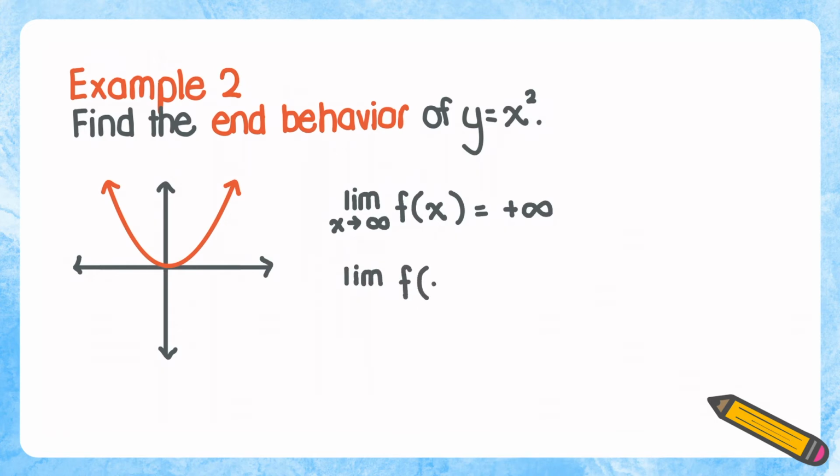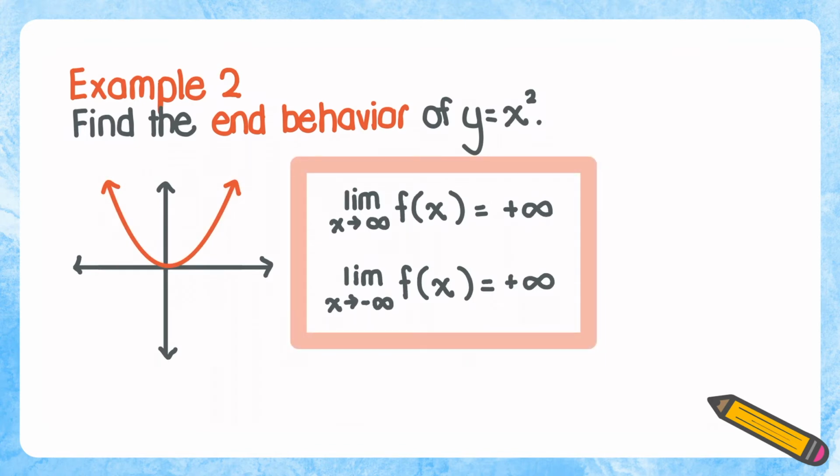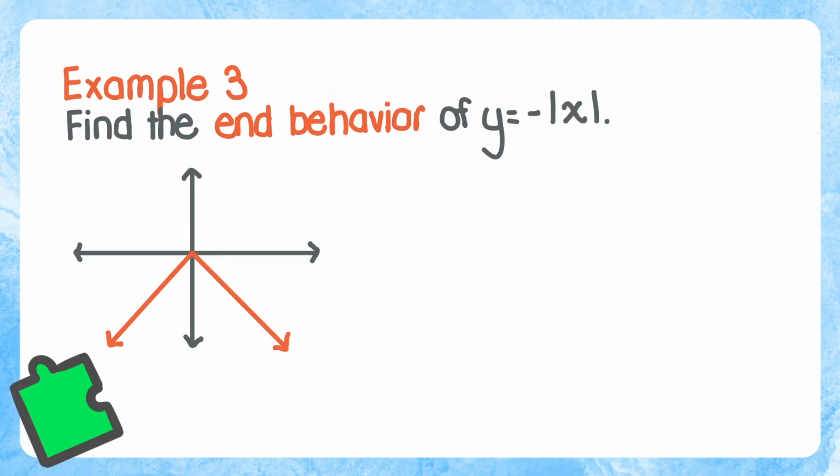Okay, we gotta find the behavior of the other end. So what's the limit of this function as x approaches negative infinity? So what happens as we keep going to the left? If we traced our finger on the graph and kept going to the left, we'd also approach positive infinity because we keep moving up. In this case, both ends of the graph approach positive infinity.